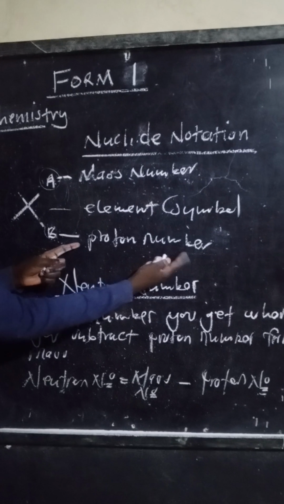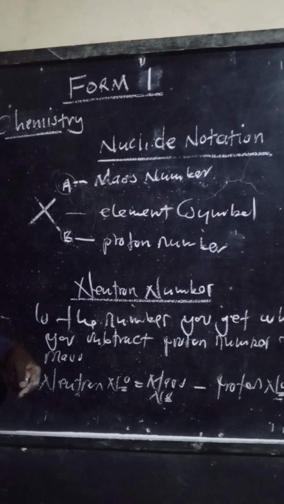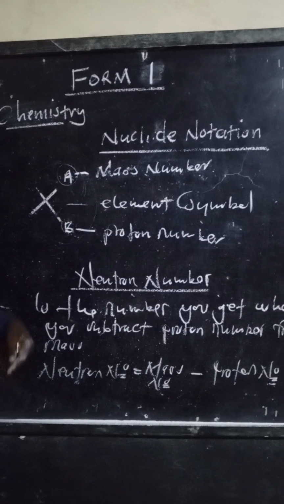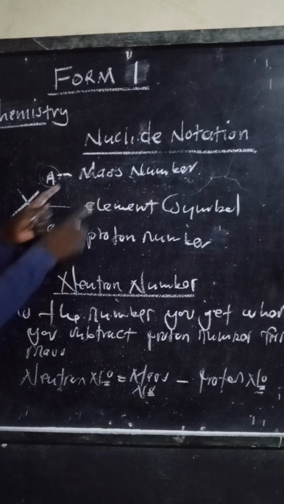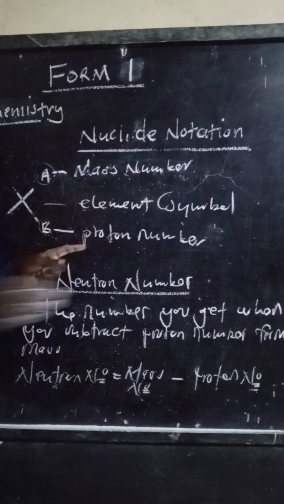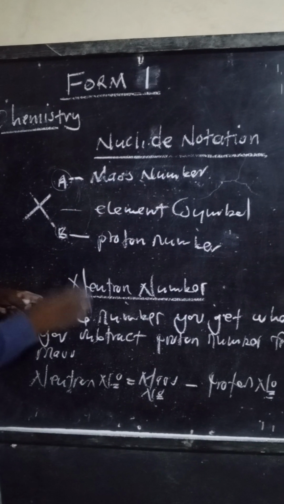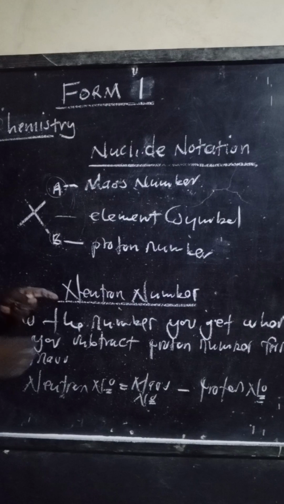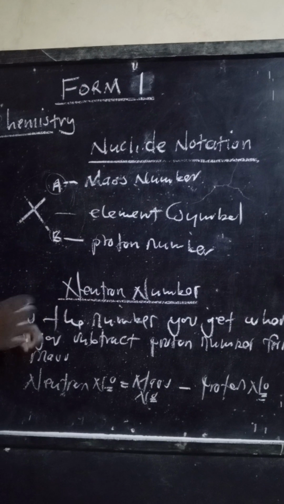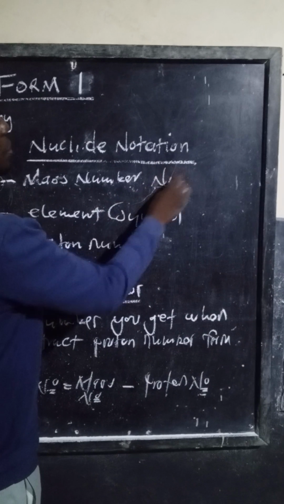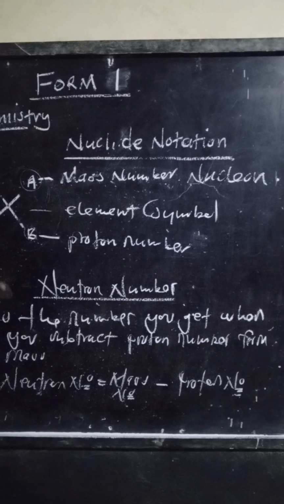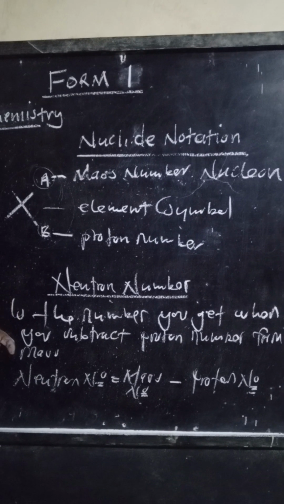Then this proton number represents also the number of electrons. That's just for further clarity. You need to know that mass number has also other names such as atomic mass, also what we call nucleon, not neutron but nucleon. It's written as nucleon, like this, nucleon number, and also known as atomic mass.